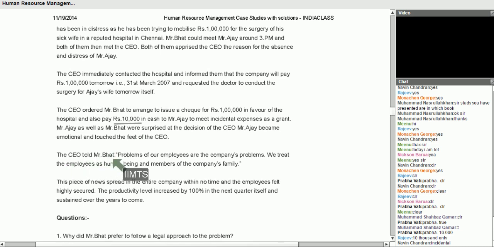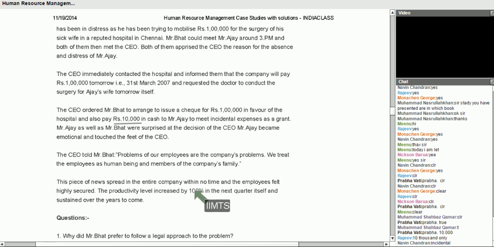The CEO told Mr. Bhatt, "Problems of our employees are the company's problems. We treat the employees as human beings and members of the company's family." Right. So the CEO has conveyed this message to all the employees through Mr. Bhatt.